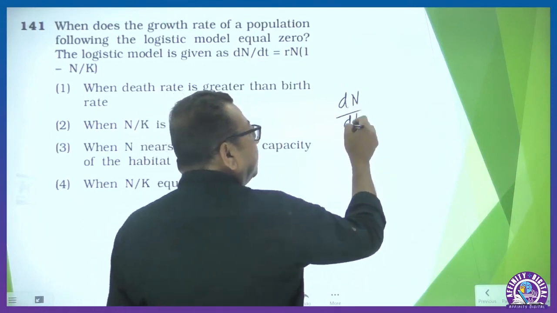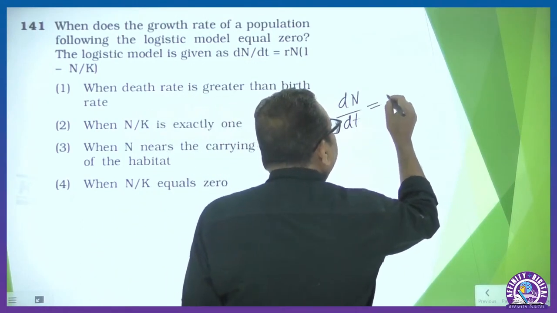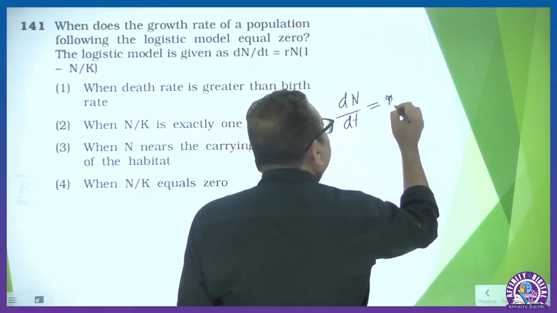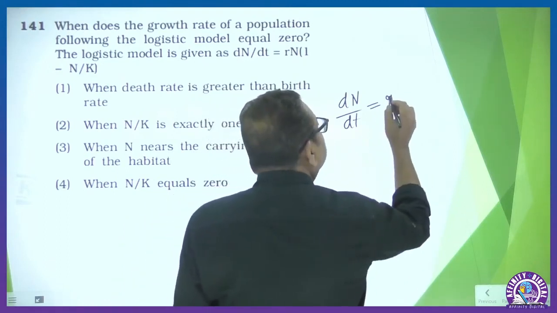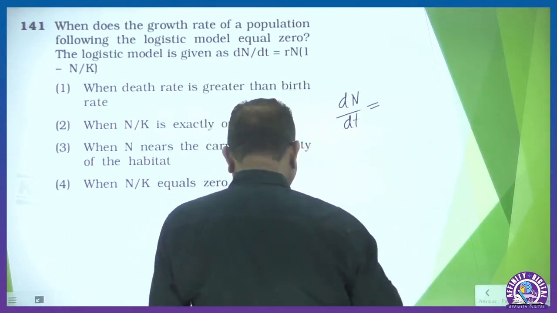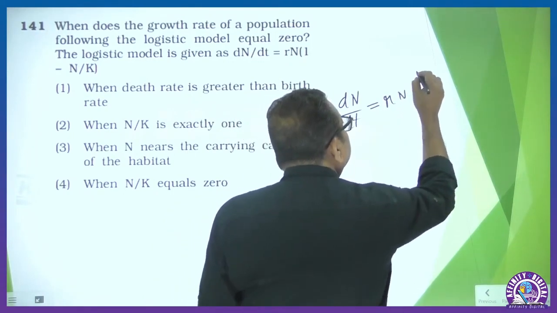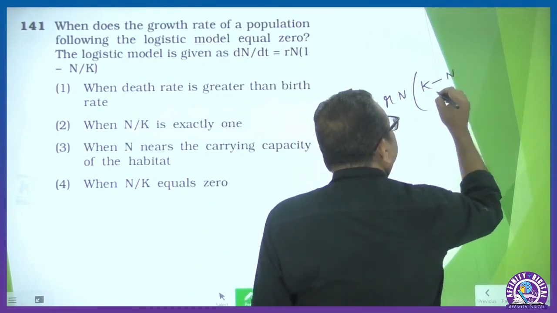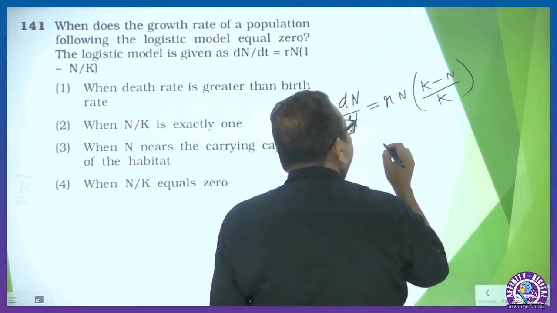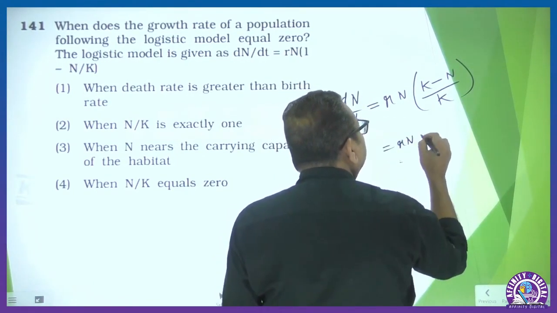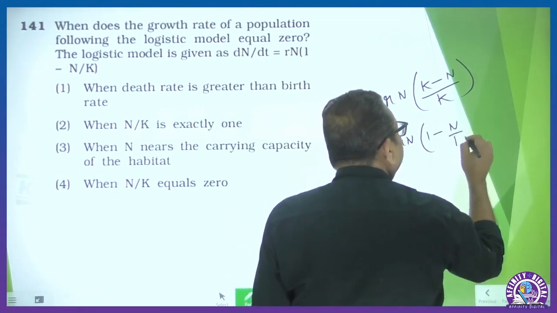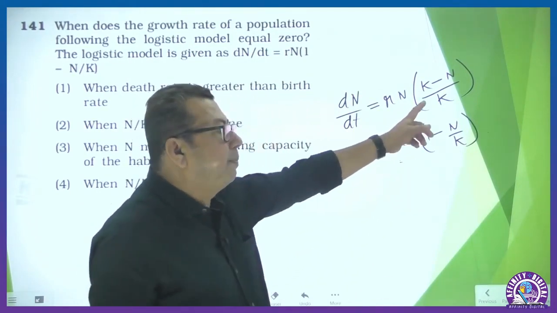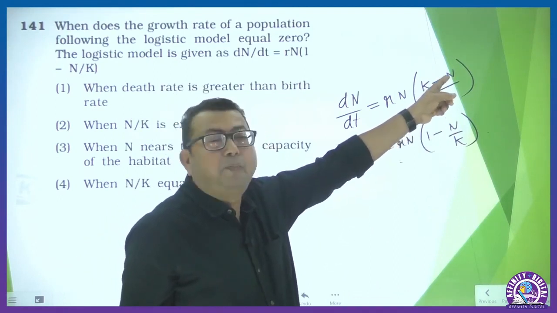dN by dt, the rate of change of population, is equal to r into N multiplied by an expression, that is (K minus N) divided by K, or you can also write it as r into N into (1 minus N by K). You can write it like this also. Okay, what is K? K is the carrying capacity of a habitat. N is the population size.